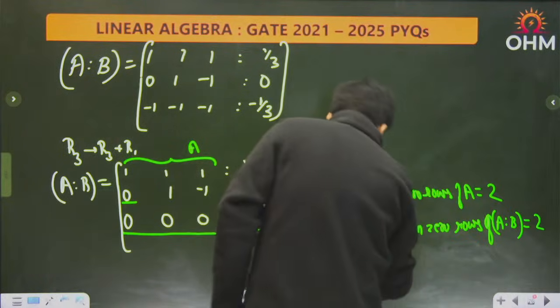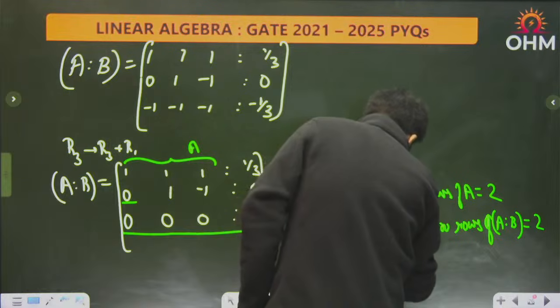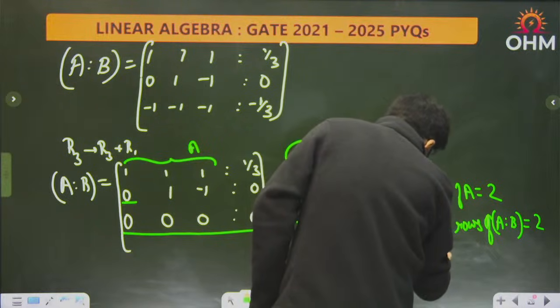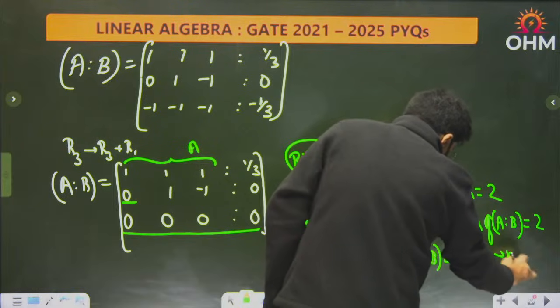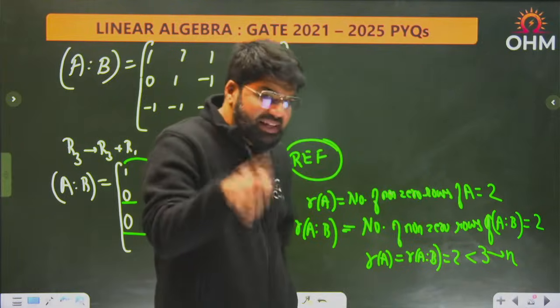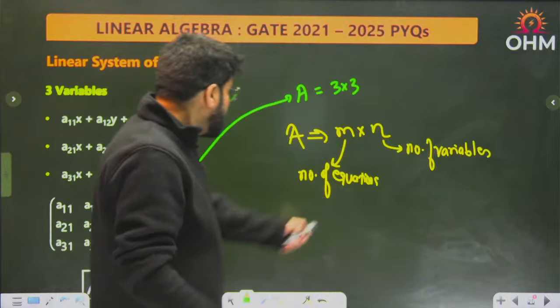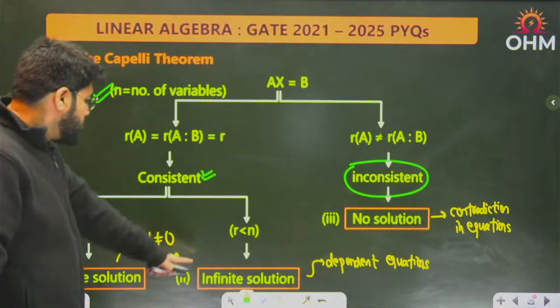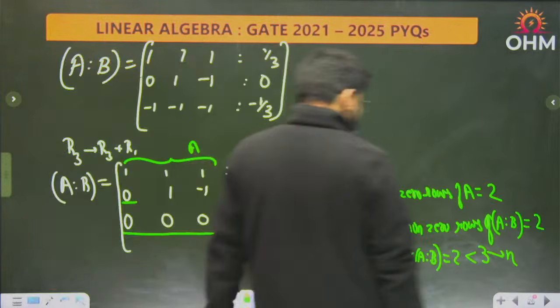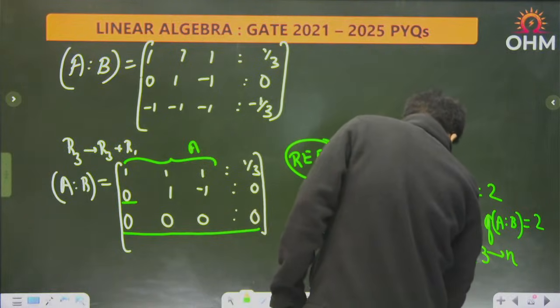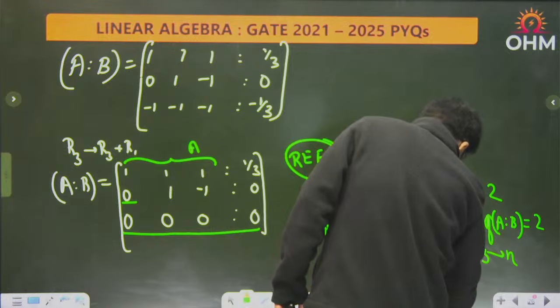So they are the same. Rank of A is equal to rank of A is to B. Both of them are equal but less than the number of variables. That is what I told you here, infinite solutions. That is the meaning of infinite solutions: both are equal but less than the number of variables.